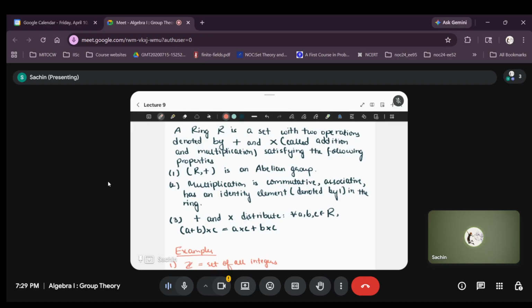For this ring part, you understood, right? For plus, it should be an abelian group. For multiplication, the operation has to be commutative, associative. You should have a one, at least in our definition. Then you can't forget about the distributivity also. So that is also an important part of the ring definition. So multiplication distributes over plus.